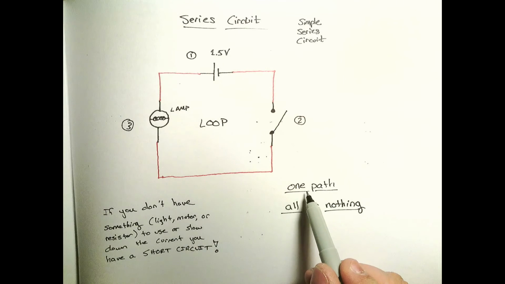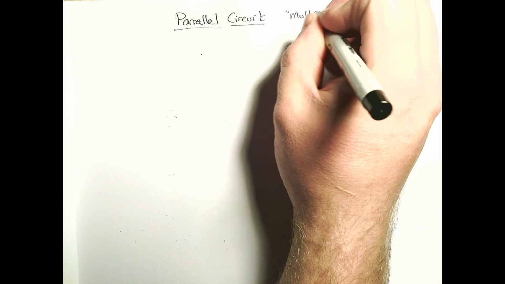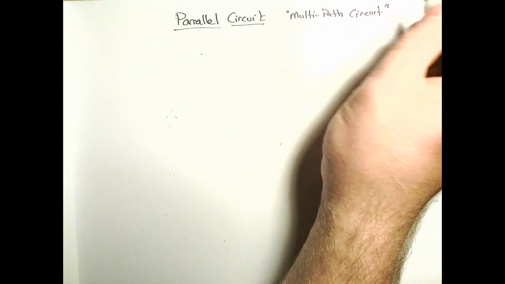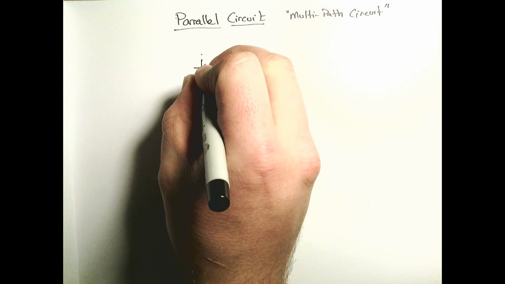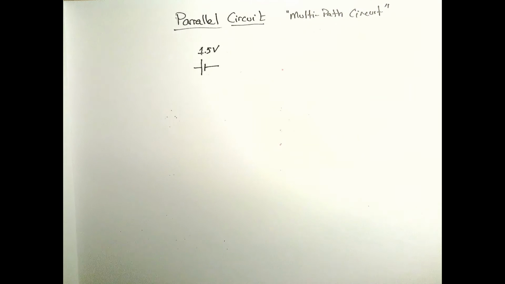Okay. Whereas in the last one, we said one path, this is what we call a multi-path circuit. Okay, so I'm going to go ahead and start drawing this. You obviously also have to have a power supply, and so I'm going to go 1.5 volts, so it'd be like a D battery. If this was household power, you would have 120 volts there. Okay, all right, so we have the 1.5 volts.